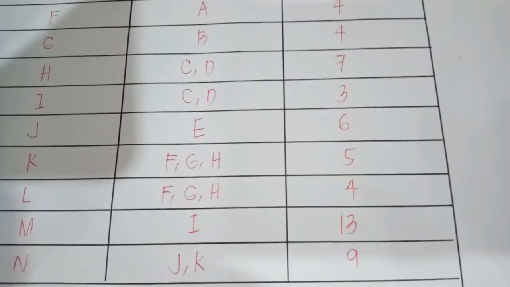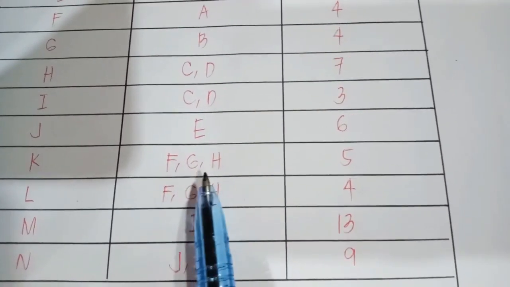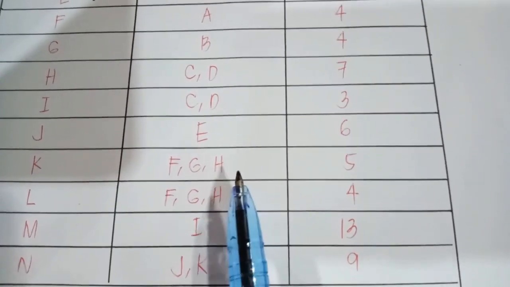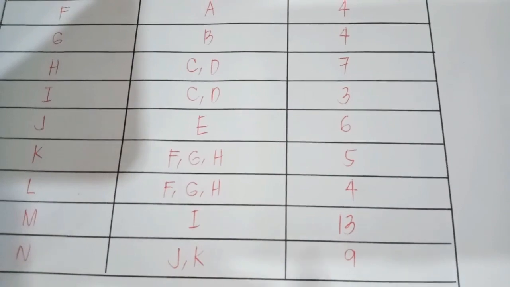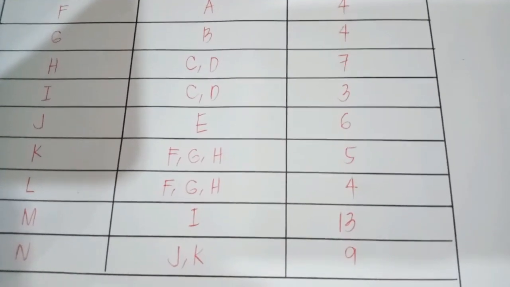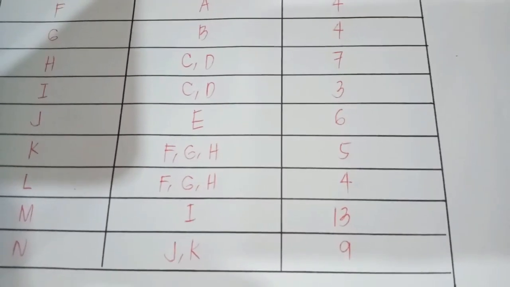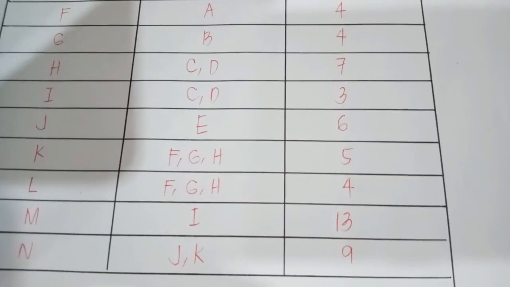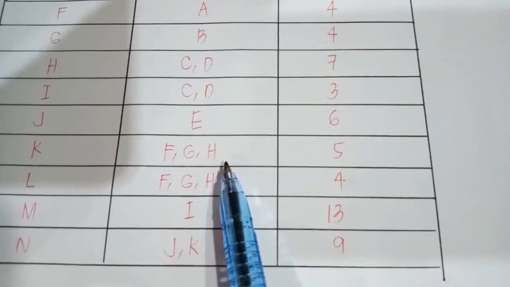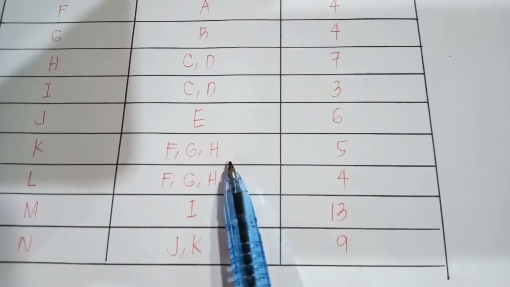Remember what I said earlier? Activities F, G, and H are considered a single node, right? Because they end in the exact same location. And therefore, aside from F, we also have G, which ends at the same node. And finally, we also have H, which ends at the same node.